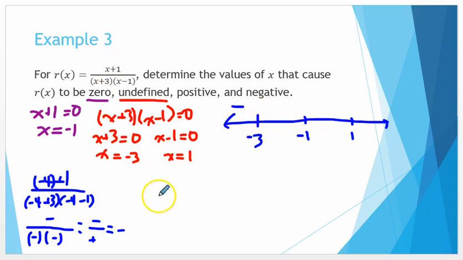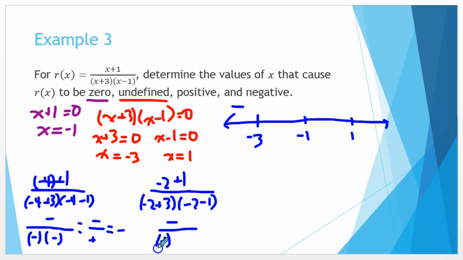If I plug in -2 plus 1 over negative 2 plus 3, and then negative 2 minus 1 more. In this case, you're going to have a negative on top. In the denominator, negative 2 plus 3 is positive, and negative 2 minus 1 is negative. And rather than writing all this out, a positive times a negative is negative, and then a negative divided by a negative flips back to positive.